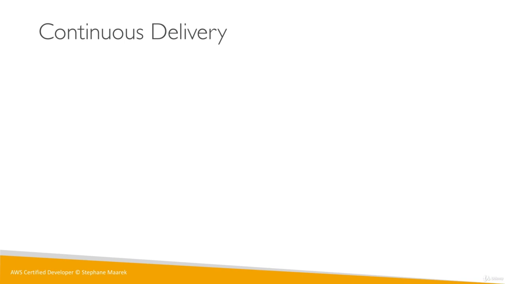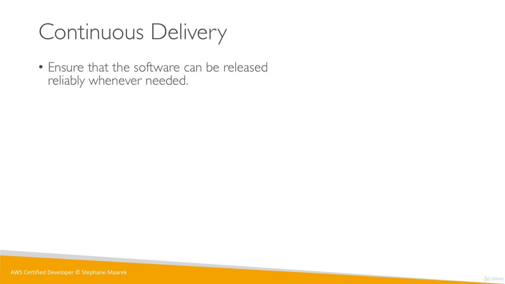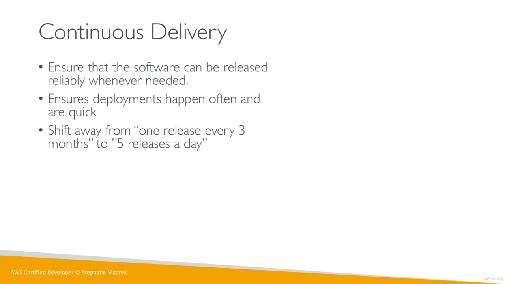And then finally, we have continuous delivery. So we want to ensure that the software can be released reliably whenever needed. And we want to make sure that deployments happen often and they're quick, right? We don't want to wait 3 days. We don't want to ship one release every 3 months. We want to move from hard releases every 3 months, all manual, to releasing 5 times a day or even more. Some companies release every hour.